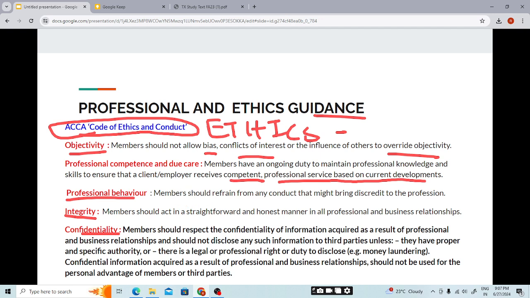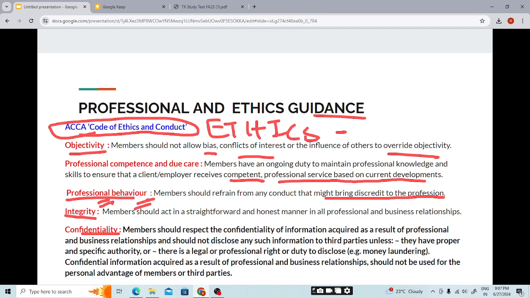Professional behavior: members should refrain from any conduct that might bring discredit to the profession. What should be the behavior of the tax practitioner? His behavior must be in a professional manner. He must behave like a professional. He must not do anything that discredits the profession.